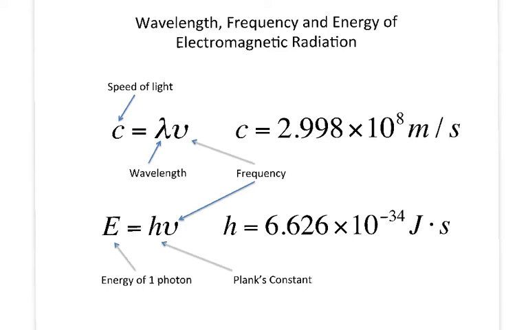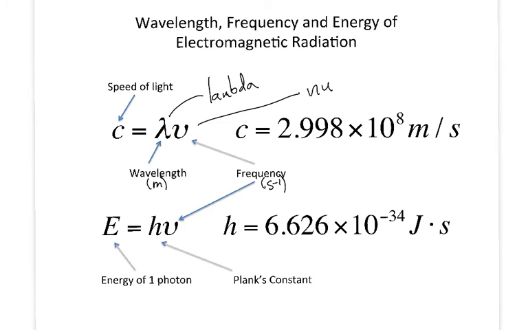Now, this funny-looking upside-down Y is the Greek letter lambda, and this script-looking V that represents the frequency is the Greek letter nu. So I would say that c is equal to lambda nu. And the speed of light, which I will give you, is 2.998 times 10 to the 8, and it has units of meters per second. So the units on wavelength need to be in meters, and the units on frequency need to be seconds to the -1, or sometimes that's called hertz.